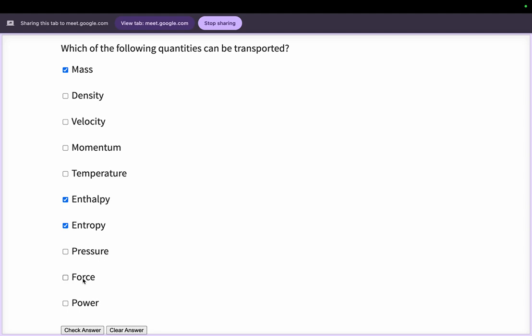Okay, even before that, let me ask you in a simple way. Does it mean that all the quantities that you have given here are scalars, right? Mass is a scalar, enthalpy is a scalar, entropy is a scalar. So all these are scalar quantities. So does it mean that vector quantities can't be transported? I have both scalars and vectors listed here. Velocity, momentum, force, these are vectors. So does it mean vectors can't be transported?